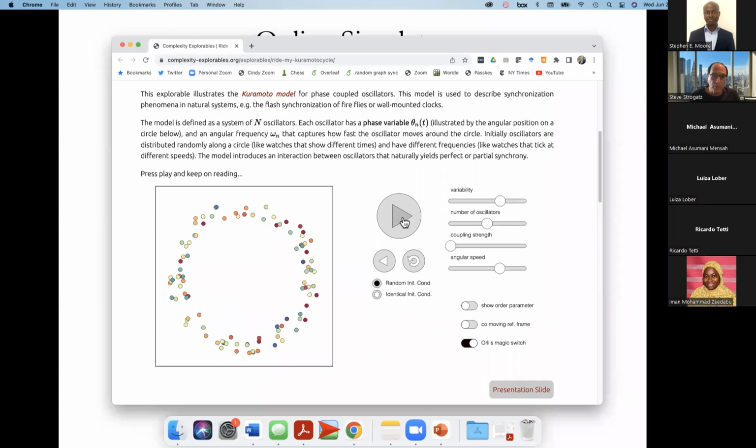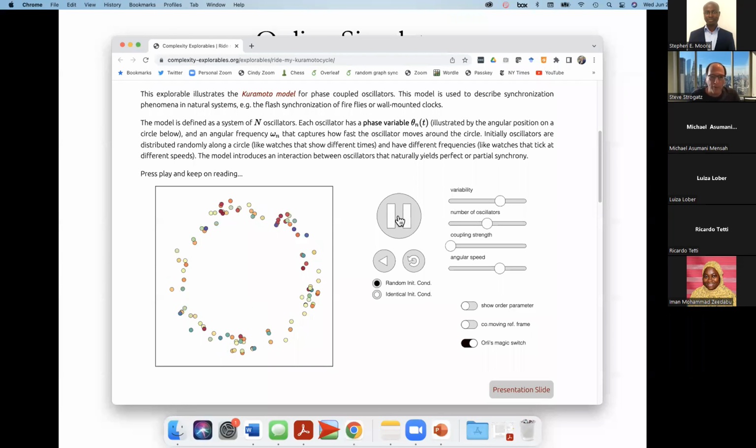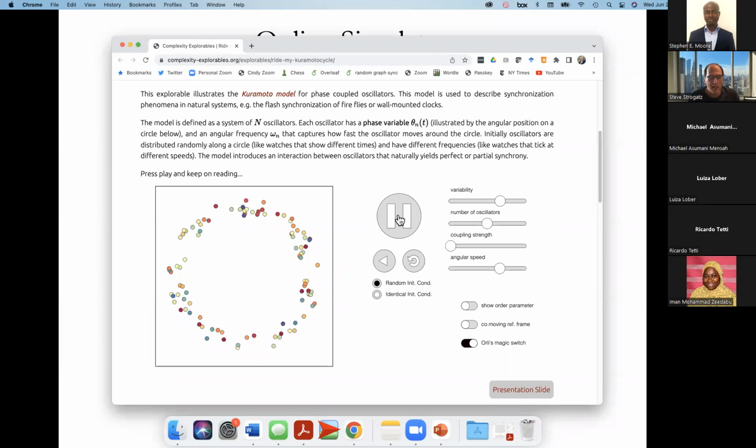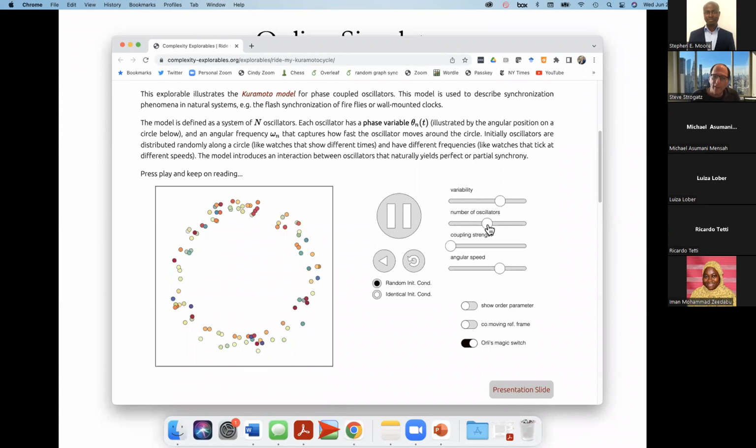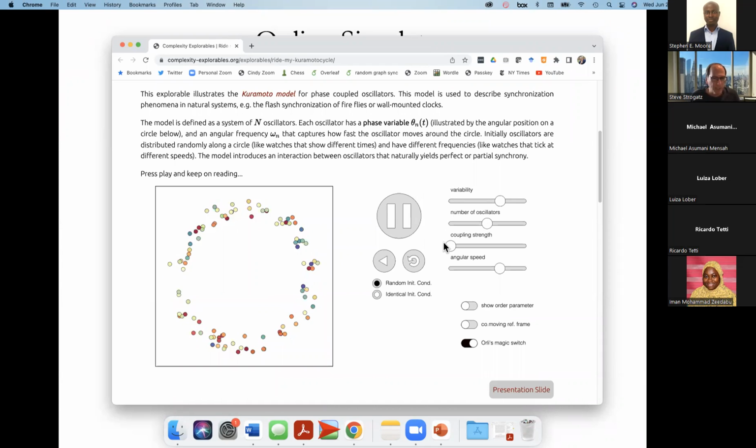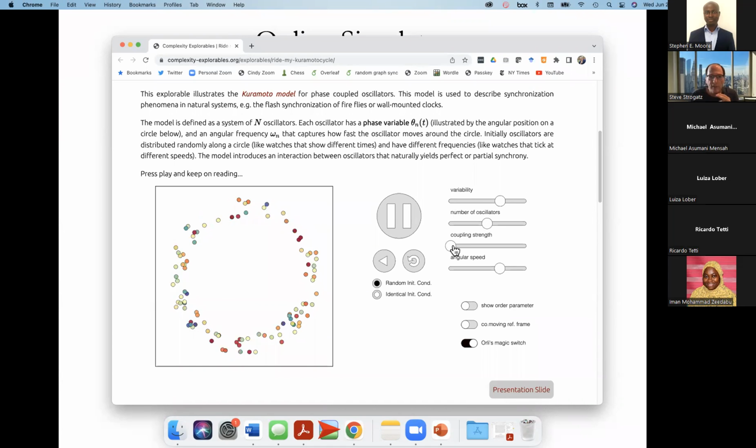Okay, and then if you press this button, they start to run around the circle, and nothing very interesting is happening. It's just a lot of colors running around, and the system is not getting in sync. That's because we have these different sliders. This one is a slider for coupling strength, and it's currently set to 0. That's the variable K, the coupling strength. Now, watch what happens if I increase the coupling.